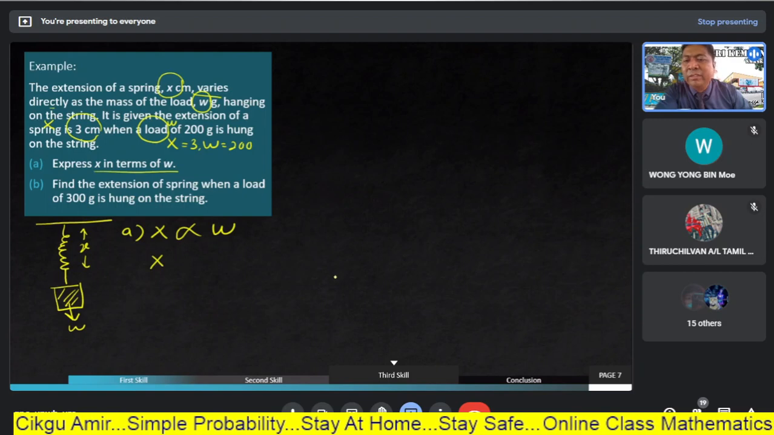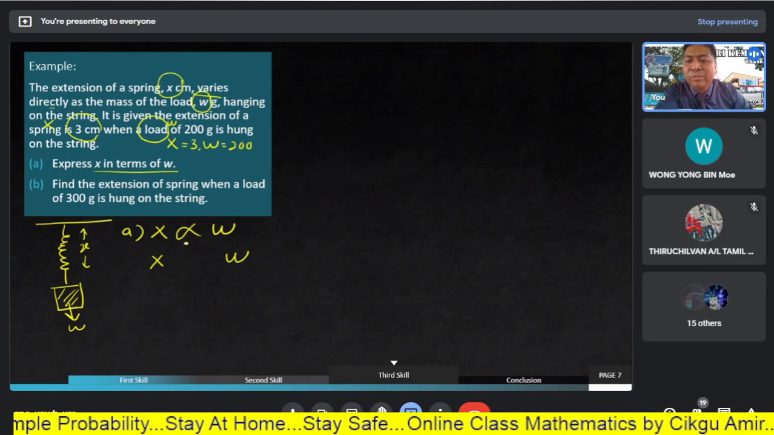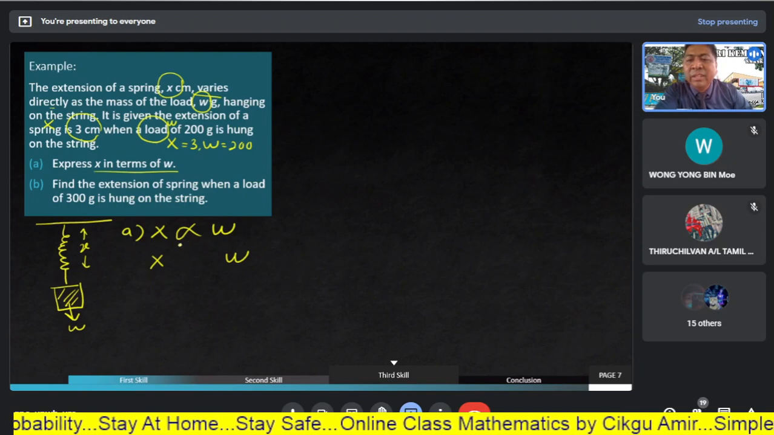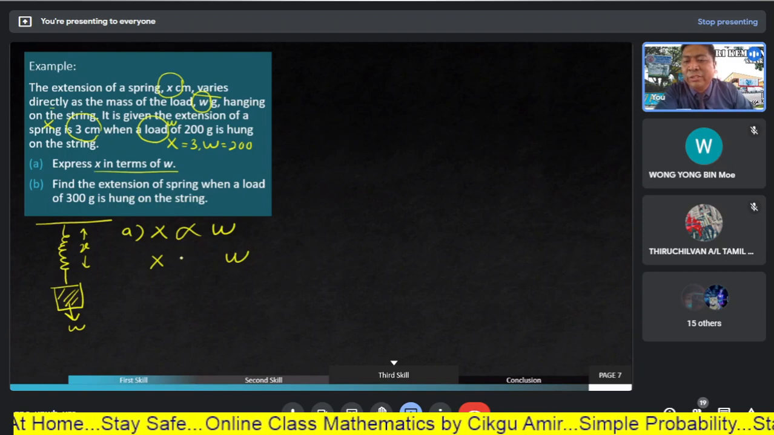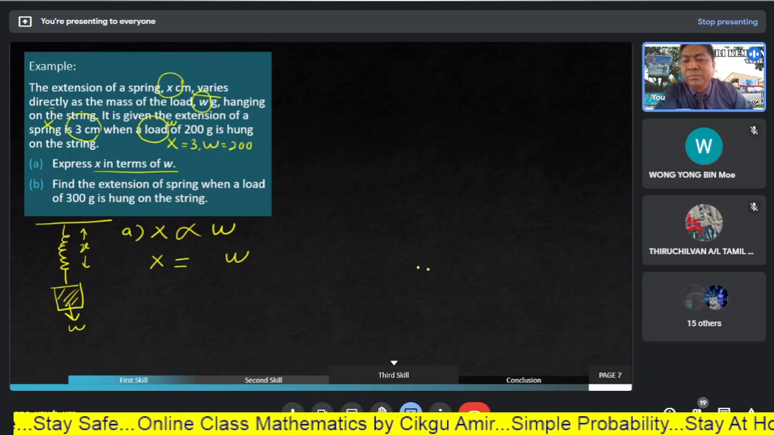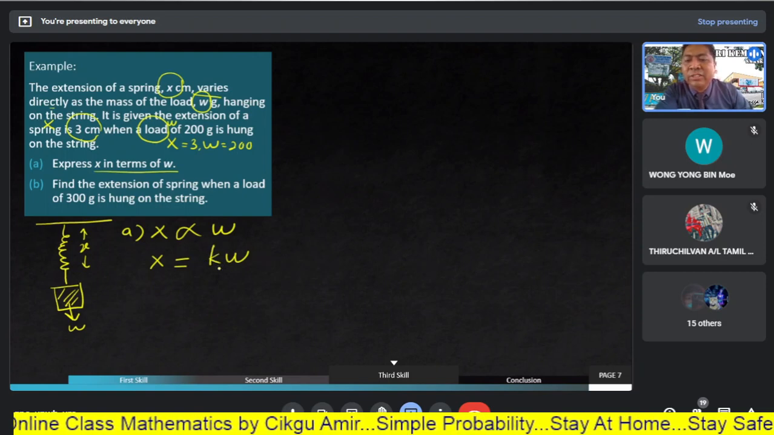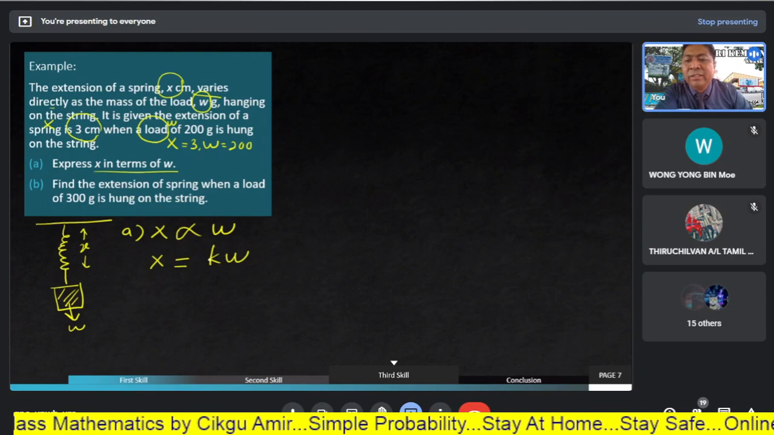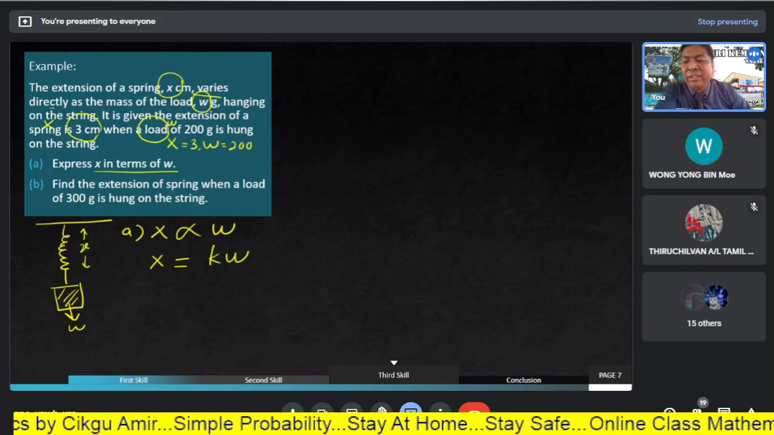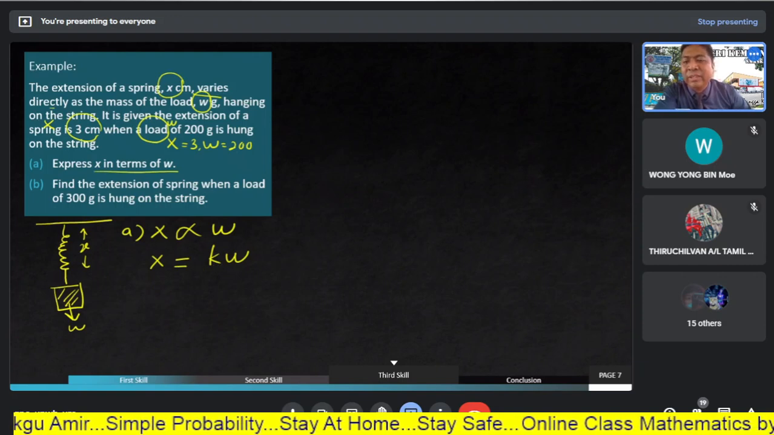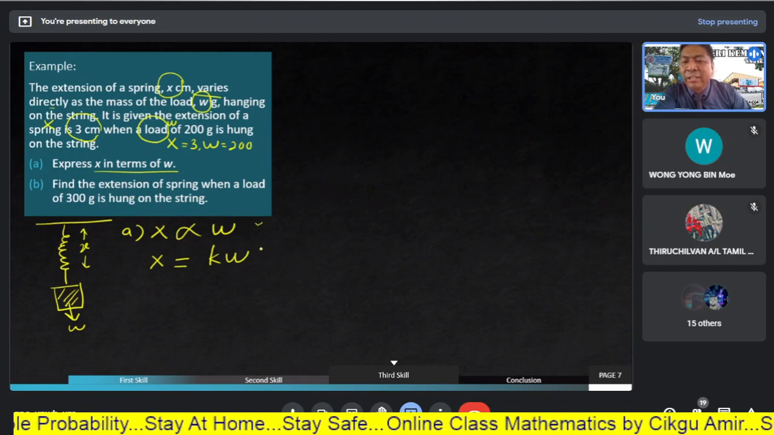X is fixed, unchanged. W is unchanged. The only change is the symbol of variation. We change to symbol of equal, and we add a letter K. Okay, K is constant. You cannot use any letter, just use K. Don't use A, don't use B, don't use M, N. Only use K. This is first step, variation relation. This is second step, equation form.